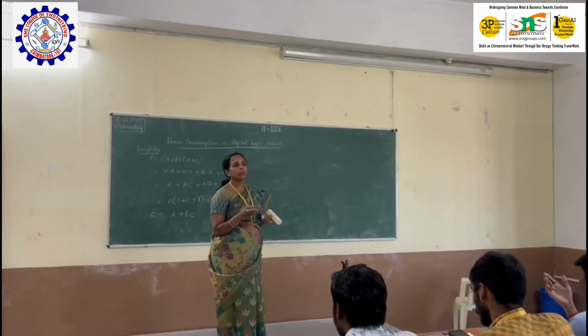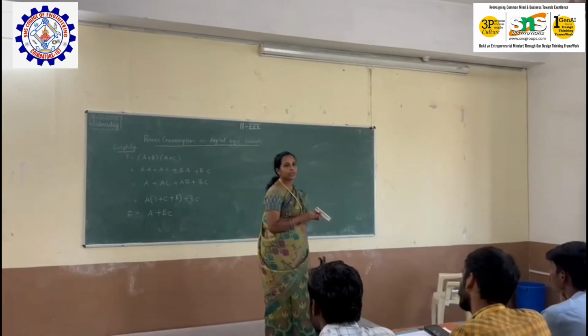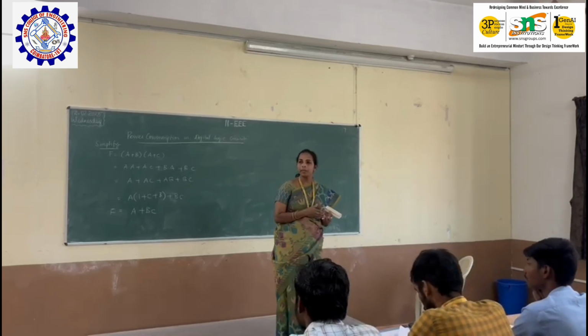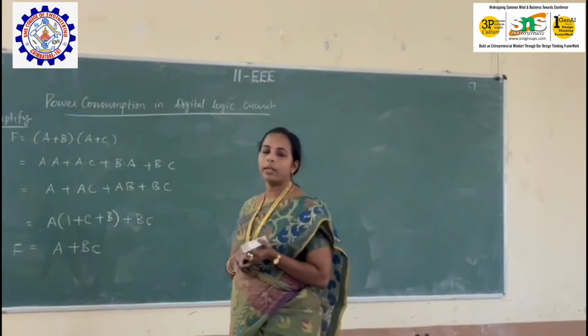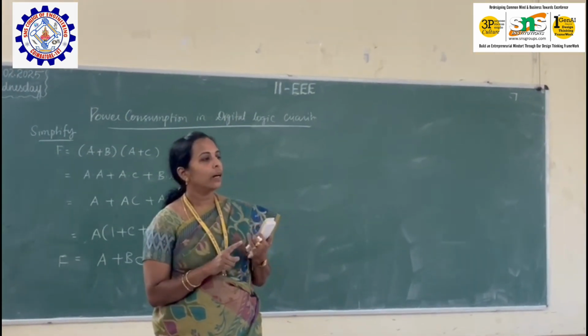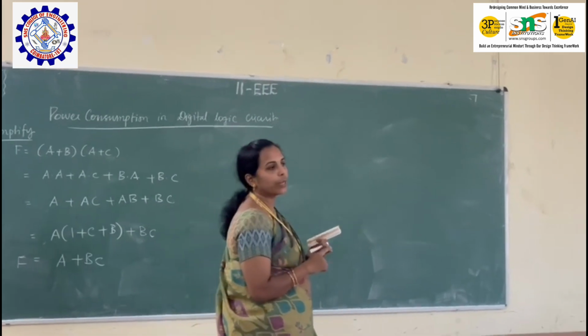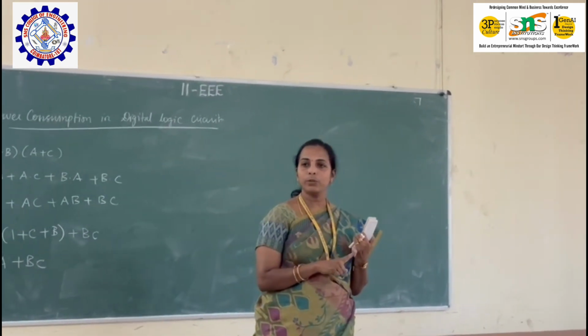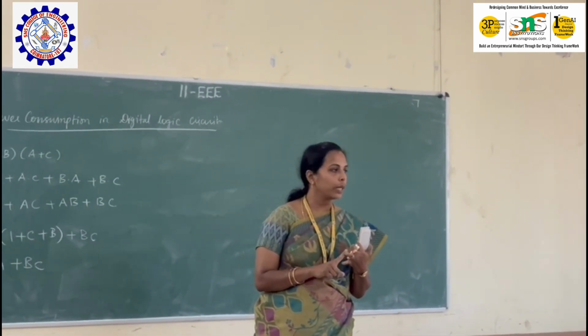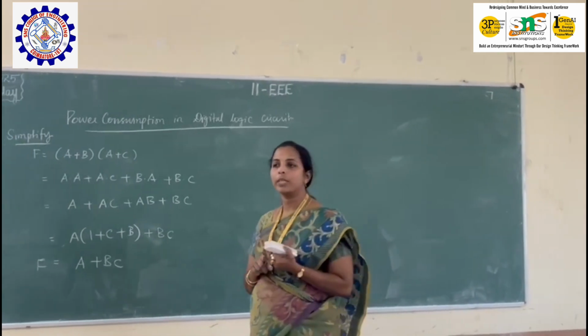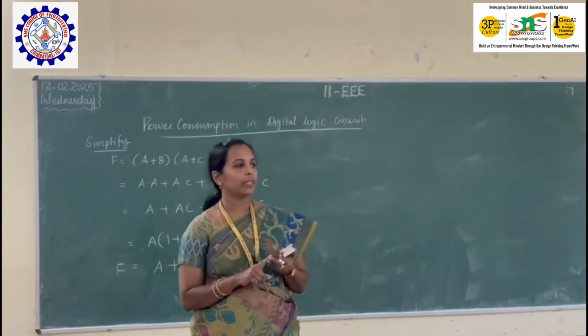So we are discussing Boolean law simplification, right? We have discussed three methods to reduce a Boolean expression. One is using Boolean laws. Second one is using K-map, and third one is using the Quine-McCluskey or tabulation method, right?